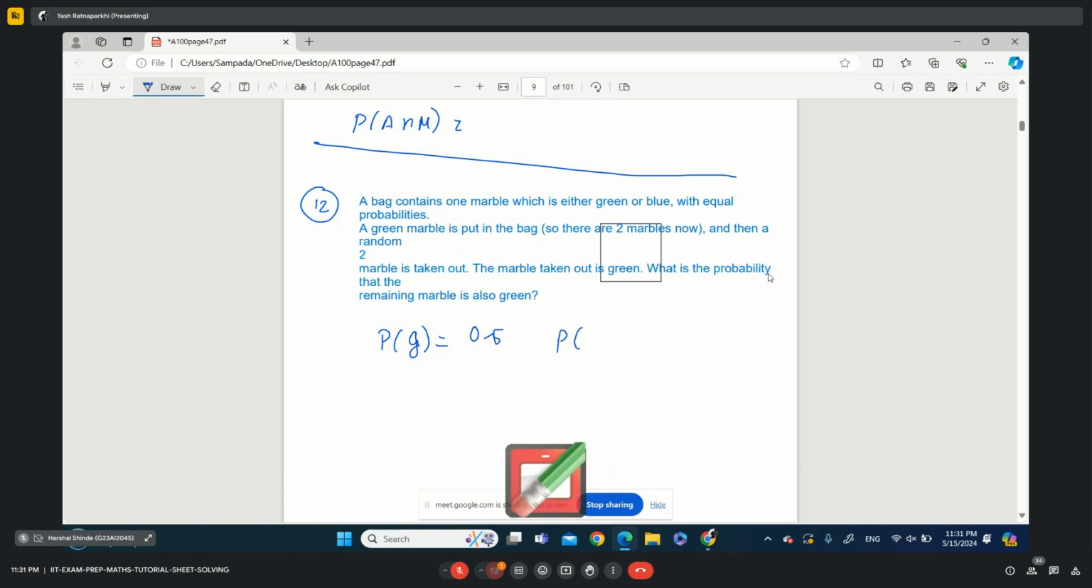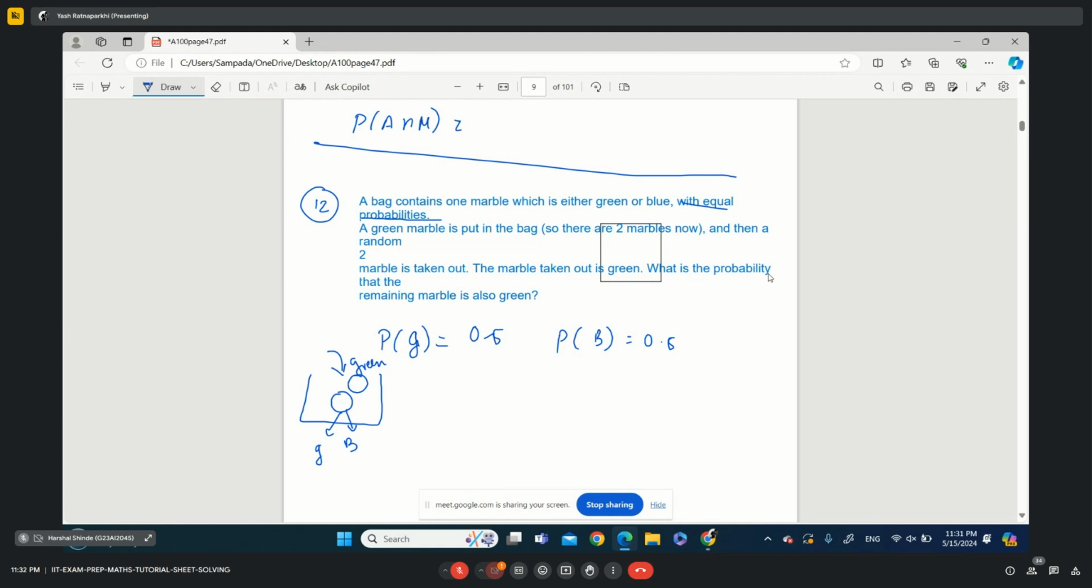And what is the probability that it is a blue? Again, it is 0.5 because it is told that with equal probability, right? Now what is told is that a green marble is put into the bag. See here, there was one marble, it was either green or blue, right? Now a green marble is put in, conditionally we have put a green marble, and then we are picking one ball.